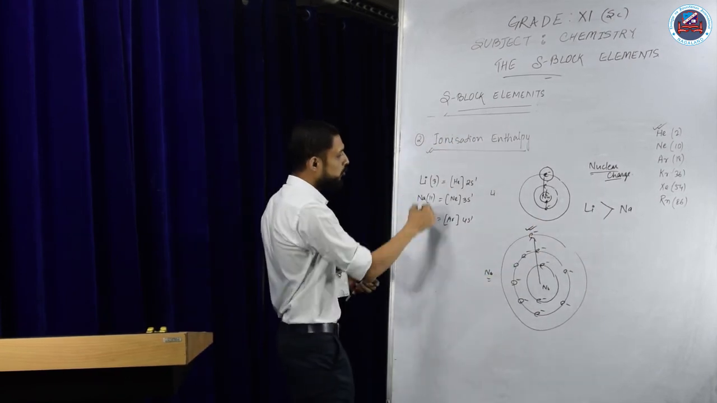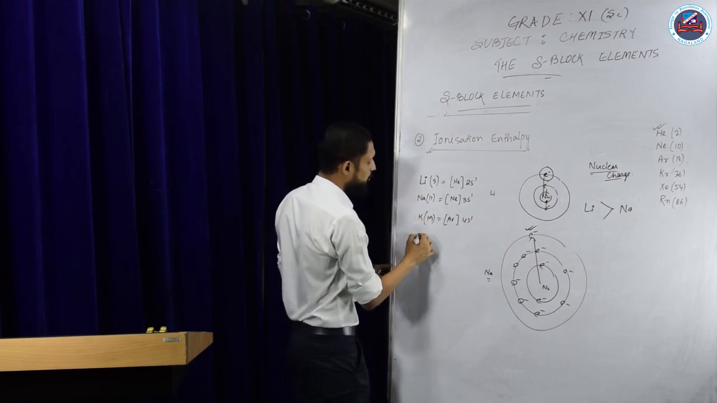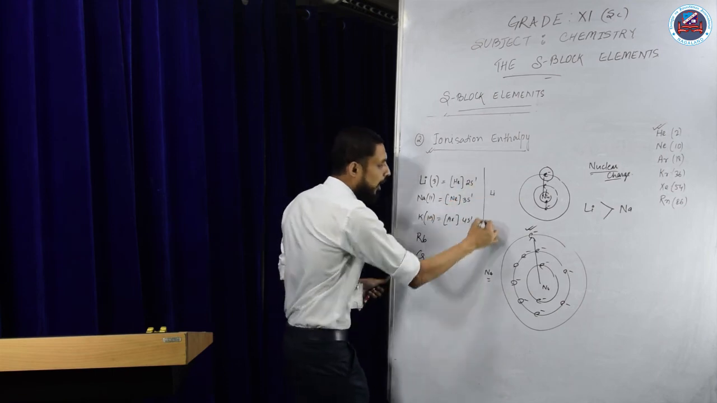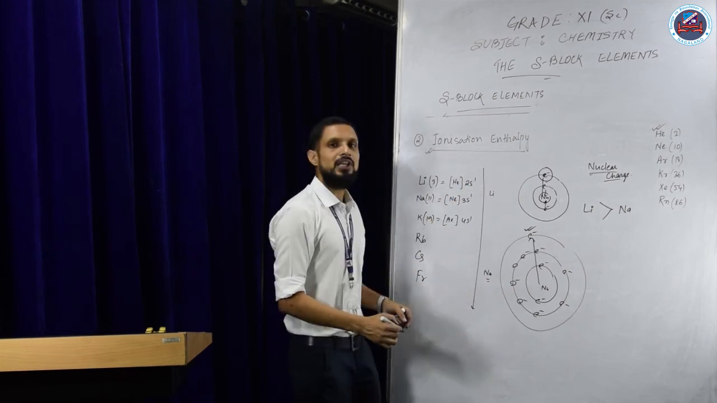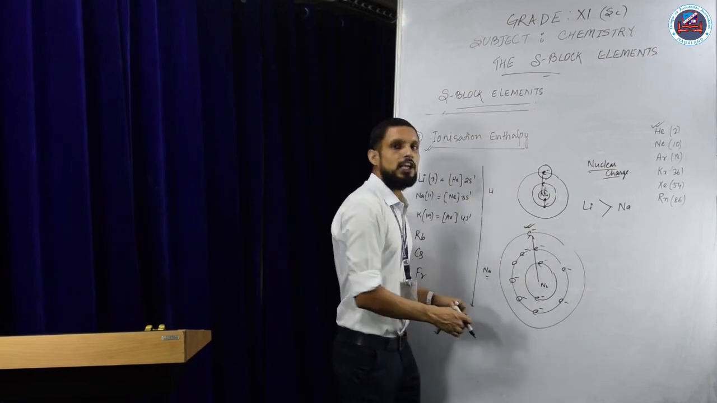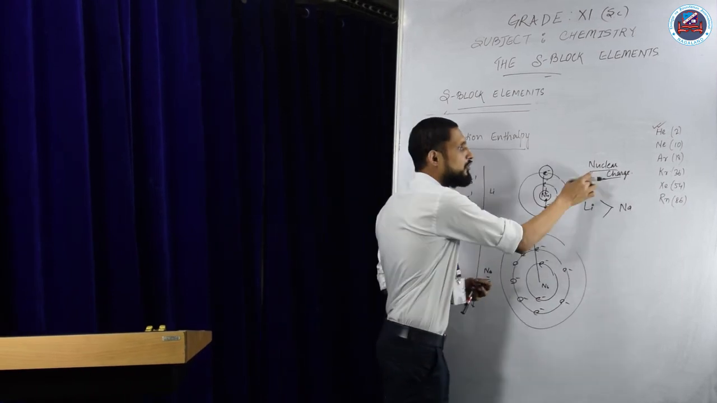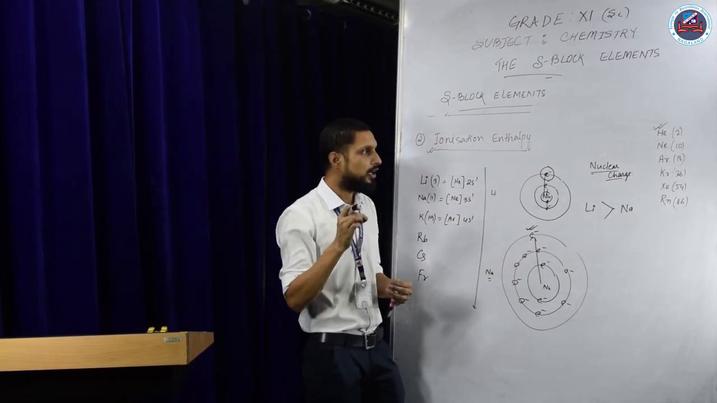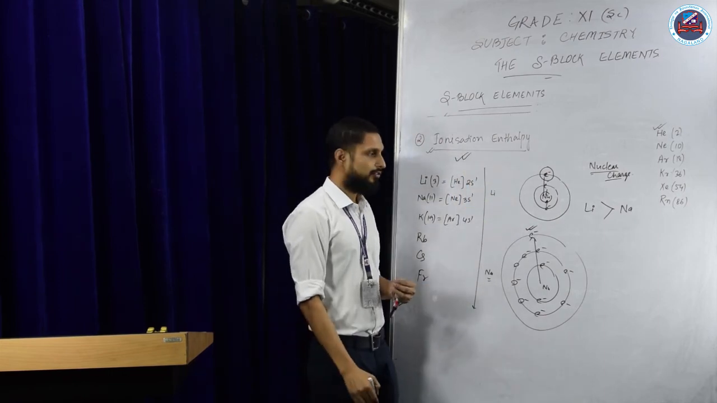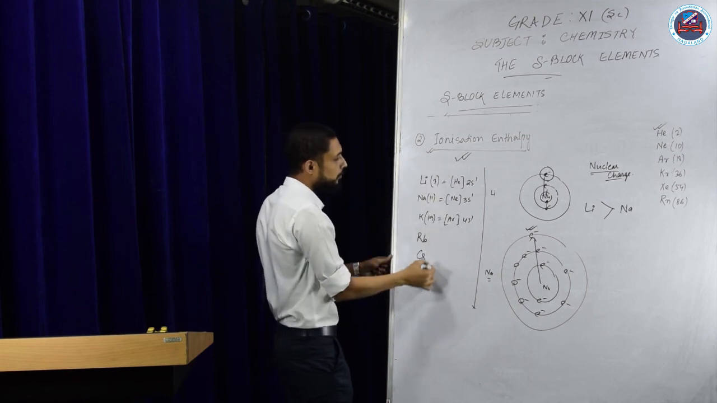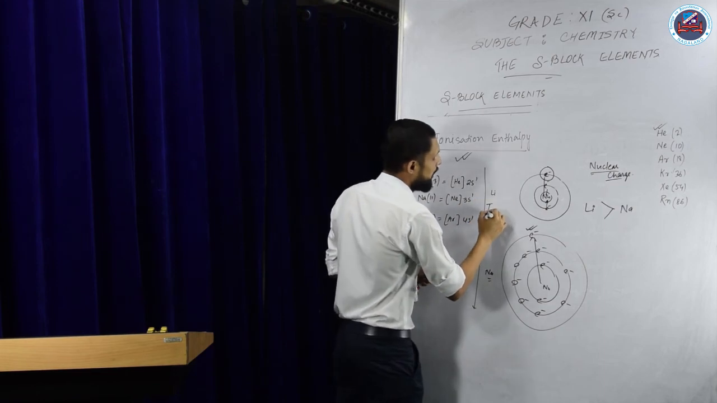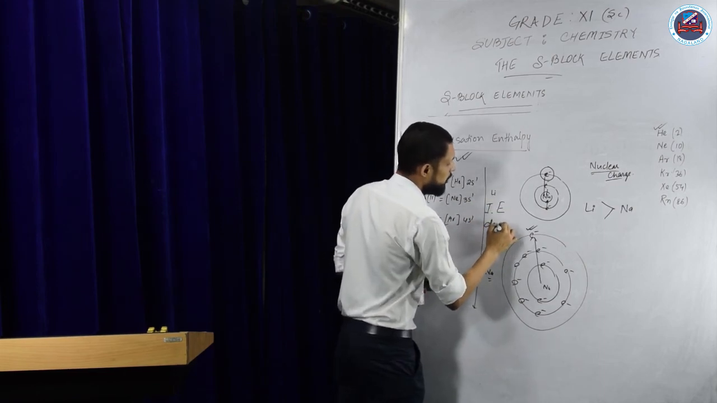So if you compare the group 1 elements, lithium, sodium, potassium, rubidium, cesium and francium, as we go down, the number of shells will increase. Now, if the number of shells increases, the size increases. If the size increases, nuclear charge decreases, and if the nuclear charge decreases, ionization enthalpy also decreases. So as we go down the group, from lithium to francium, ionization enthalpy decreases.